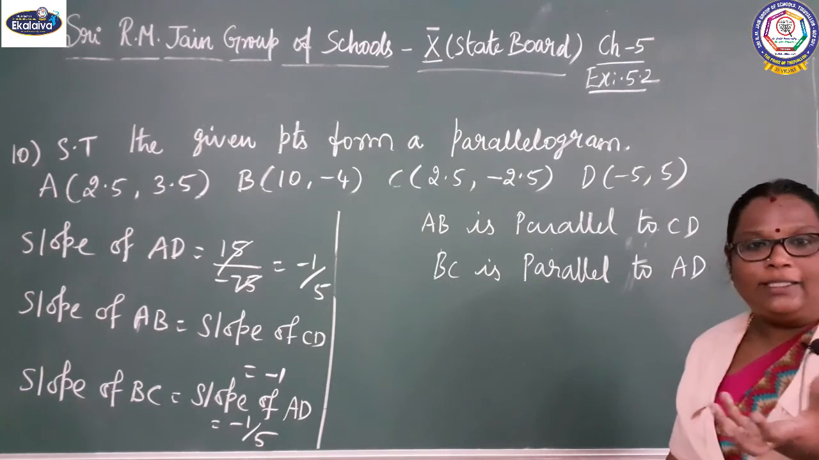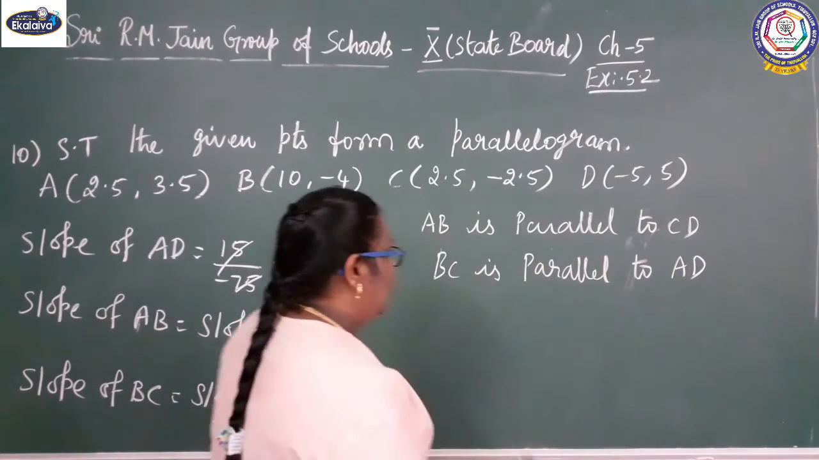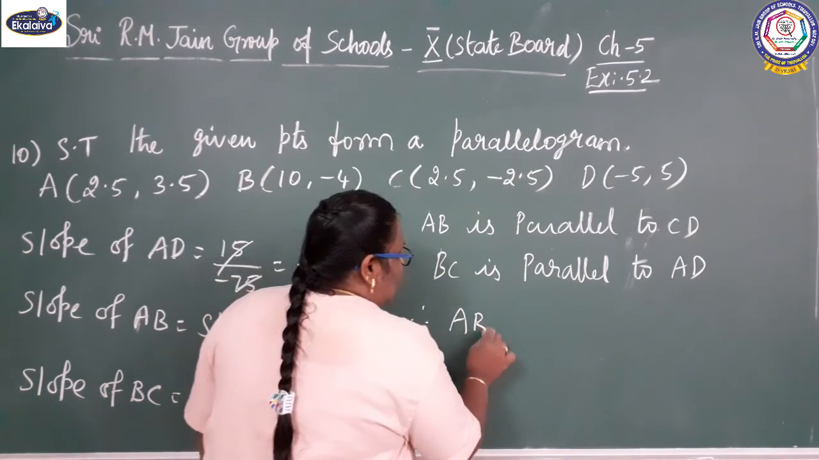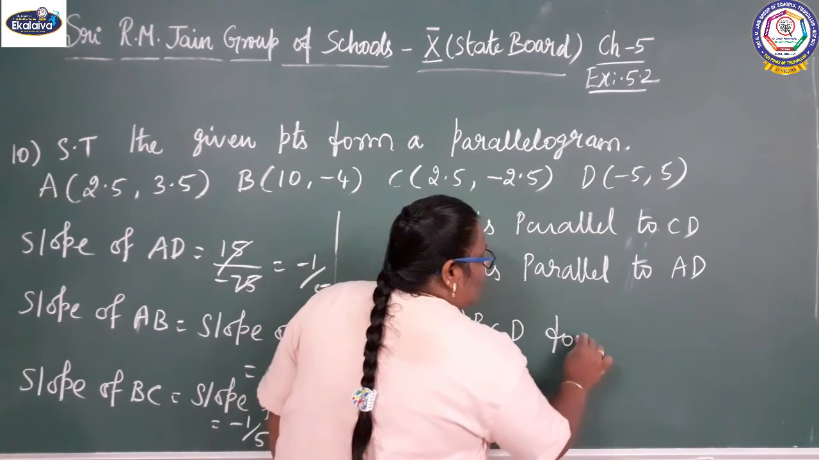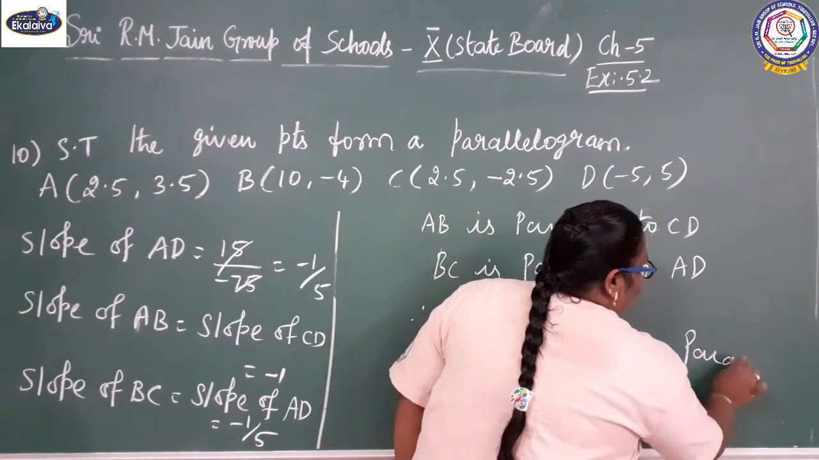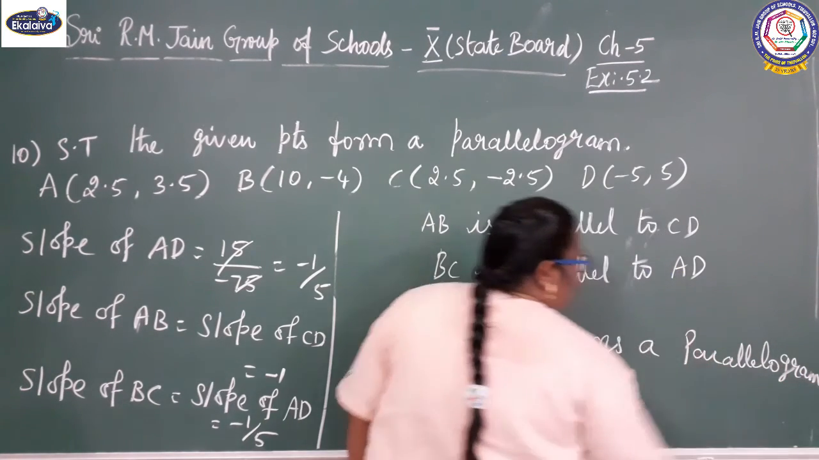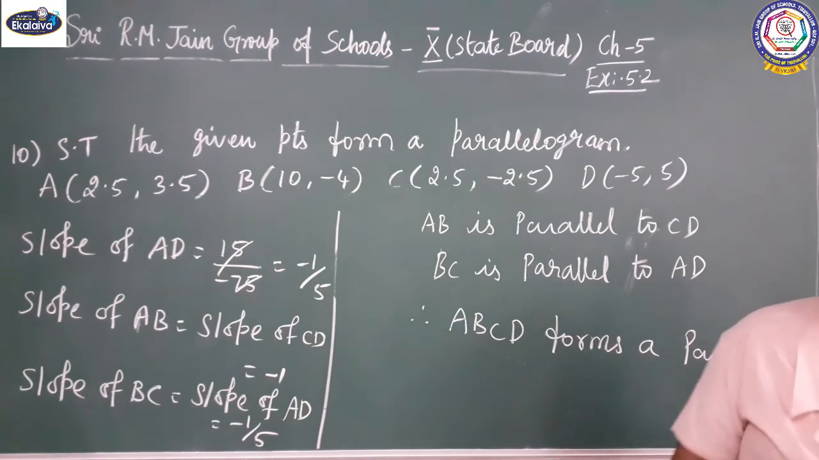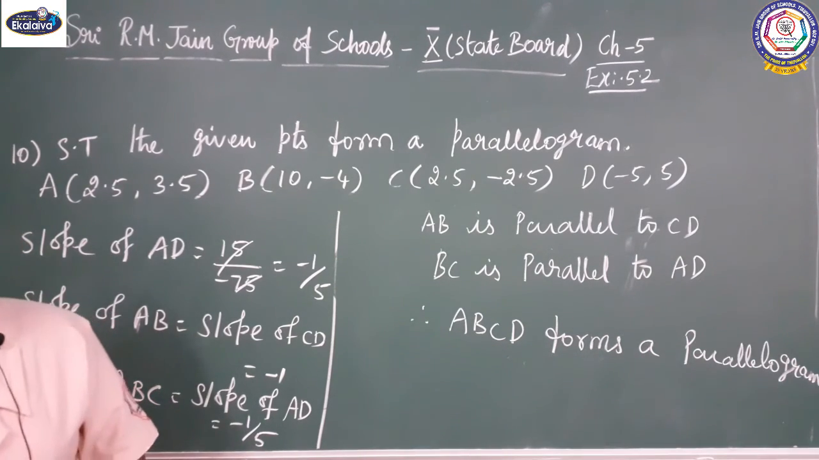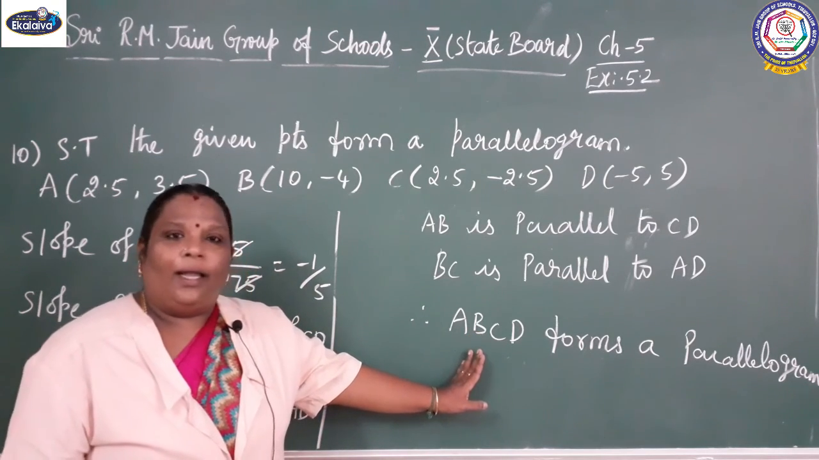If all the four sides are parallel in pairs, then it forms a parallelogram. Therefore, ABCD forms a parallelogram. Is it clear, children? ABCD forms a parallelogram. I hope you understood, children. Thank you, children.